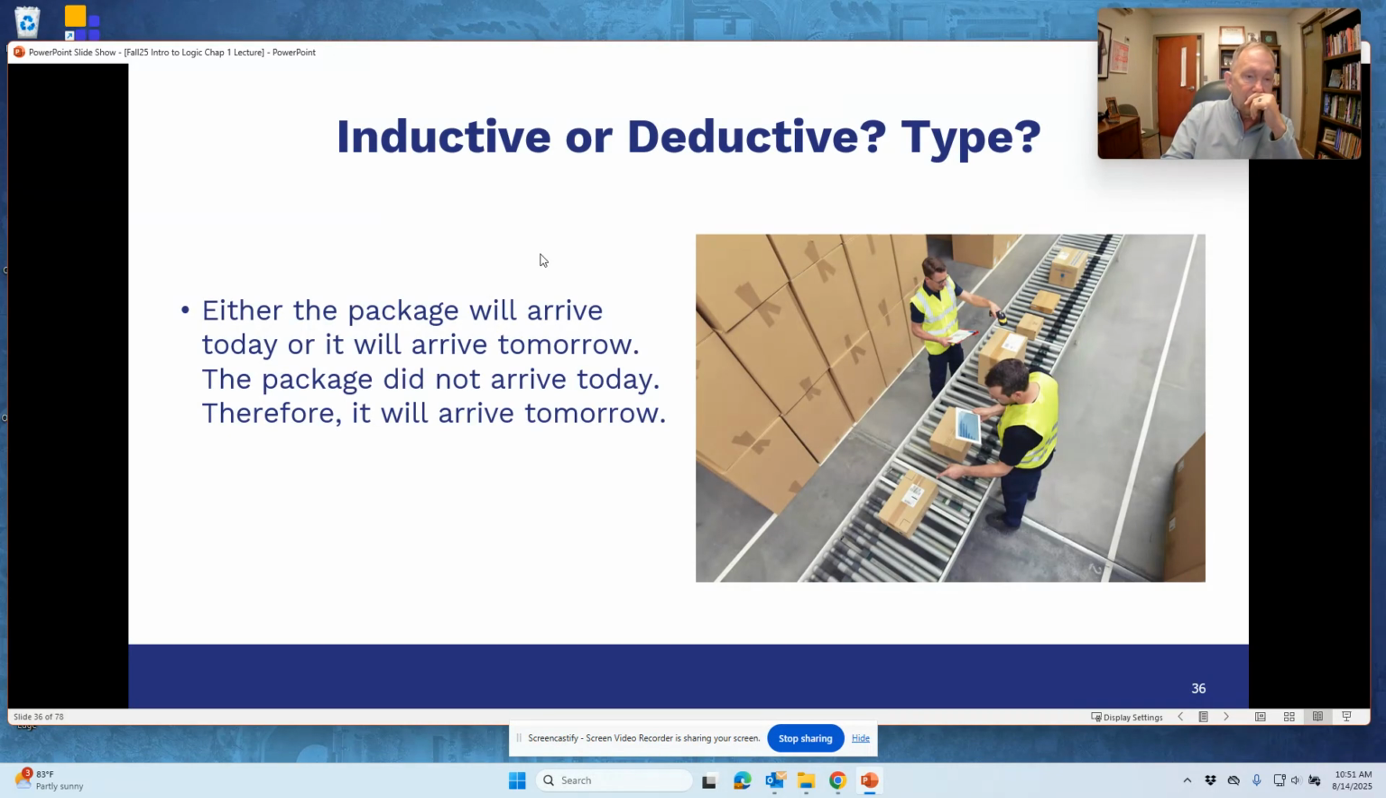Either a package will arrive today or it will arrive tomorrow. The package did not arrive today. Therefore, it will arrive tomorrow. Okay? So that's a deductive, disjunctive argument. Syllogism thing, I should have taken those out of the slide. My apologies. So see the "or" here? Remember that the disjunctive deductive arguments are either-or arguments. They're just dressed up in big words, right? Okay.